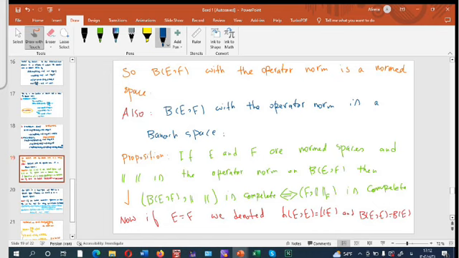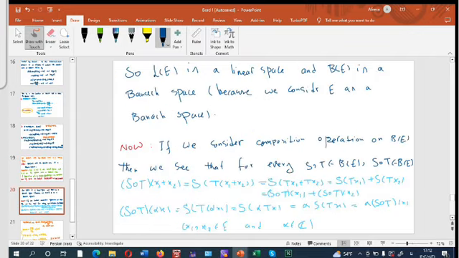We have this proposition: if E and F are normed spaces, with the operator norm on this space, then B(E,F) with the operator norm is complete if and only if F, the second space, is complete. So this is a complete normed space, or Banach space. Now we consider F equal to E and denote these two spaces by this abbreviation, so that L(E) is a linear space and B(E) is a Banach space and a Banach subspace of L(E).